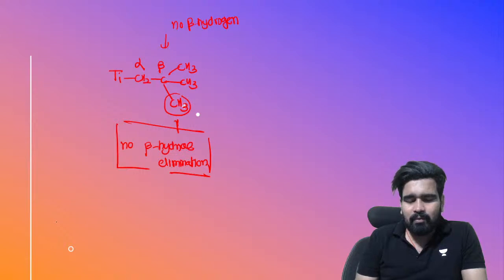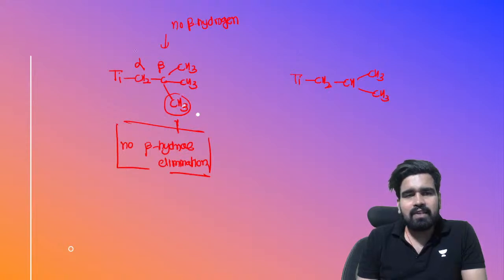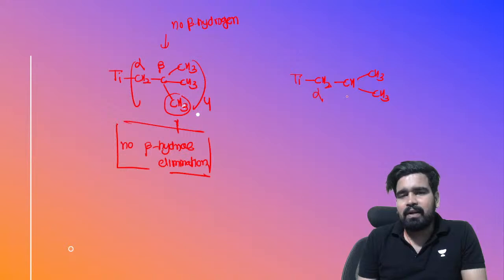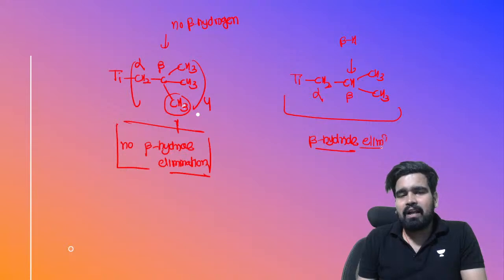And we talk about the second complex, that is complex B, that is titanium Cp2, CH and CH3, CH3. Although these kinds of four moieties are there. Now this is alpha, this is beta. On the beta carbon, this proton is a beta hydrogen. So this complex has a beta hydrogen. And if it has a beta hydrogen, then it can easily give beta hydride elimination.